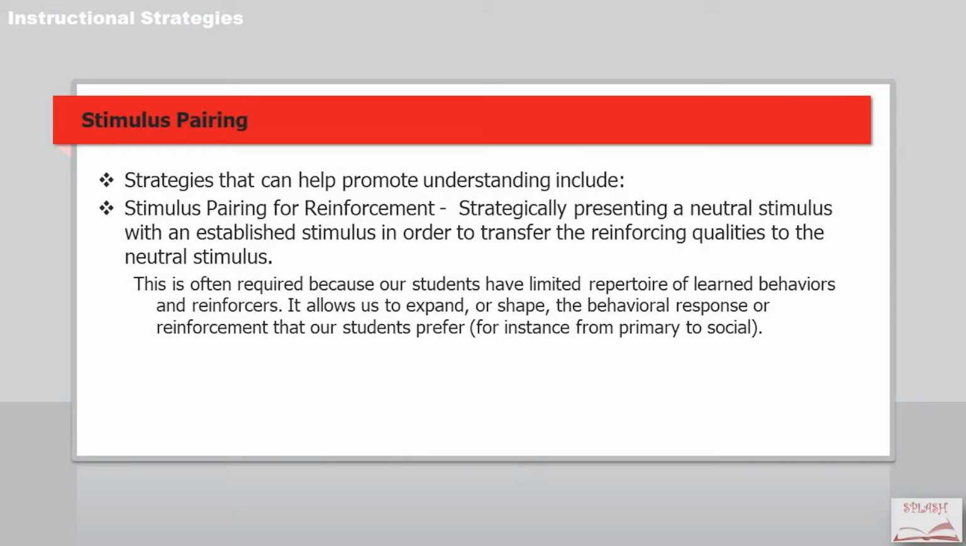Stimulus pairing. A strategy for teaching students with a limited repertoire of acquired skills and reinforcers is stimulus pairing. This strategy involves strategic presentation of a neutral stimulus with an established stimulus in order to transfer the reinforcing qualities to the neutral stimulus. This procedure allows us to expand or shape the behavioral response or reinforcement that our students prefer.